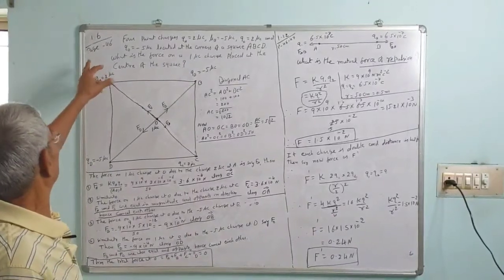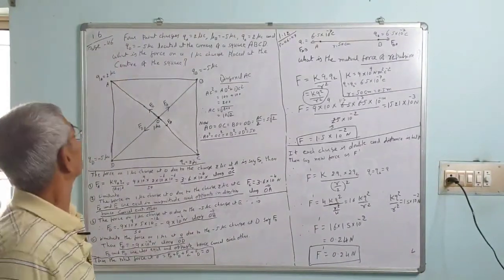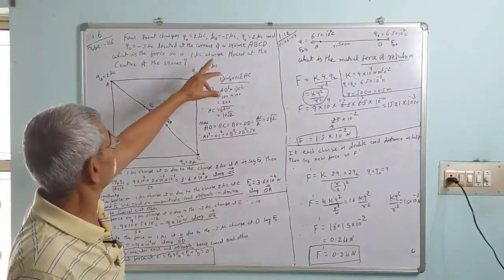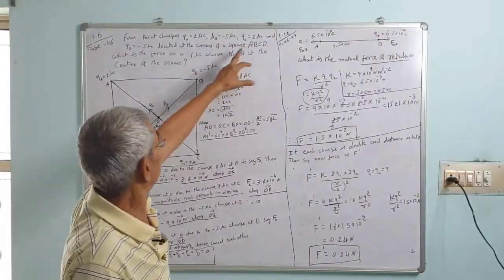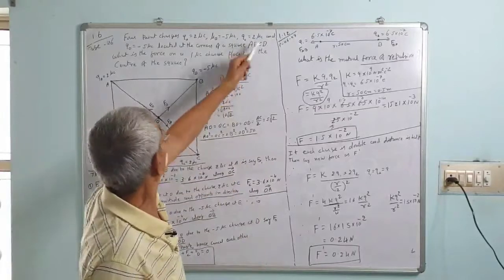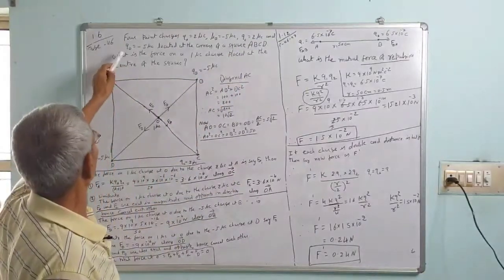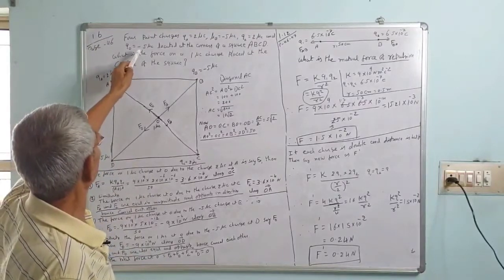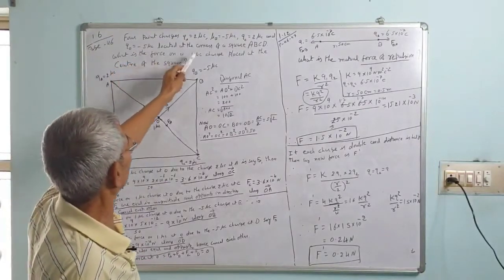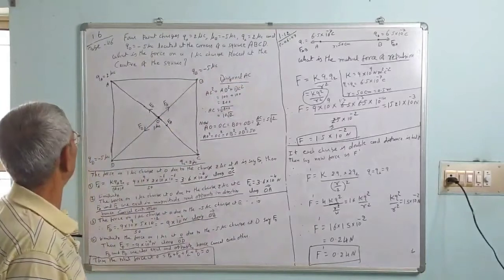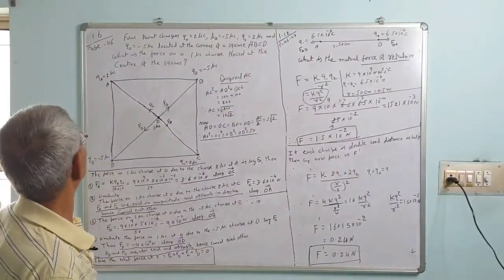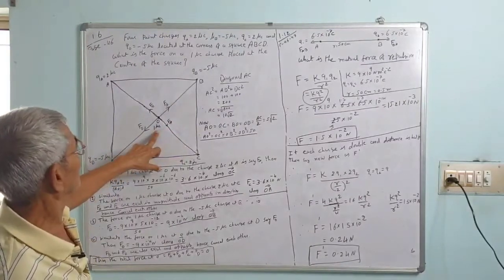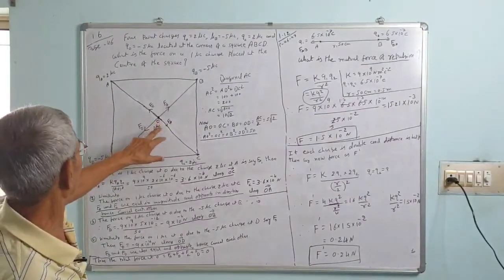Question number 1.6 of the exercise, page number 46. Four point charges, QA equal to 2 microcoulomb, QB equal to minus 5 microcoulomb, QC equal to 2 microcoulomb, and QD equal to minus 5 microcoulomb, are located at the corners of a square ABCD as shown in the figure. What is the force on a 1 coulomb charge placed at the center of the square?